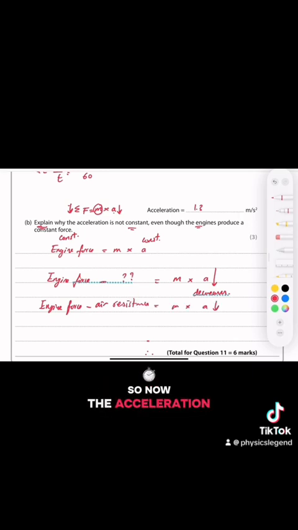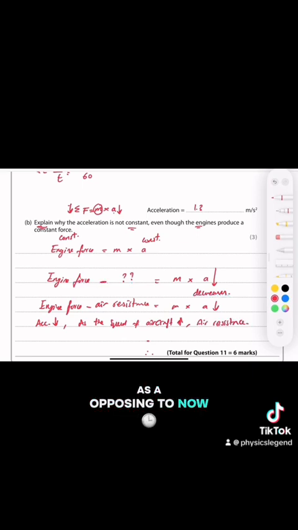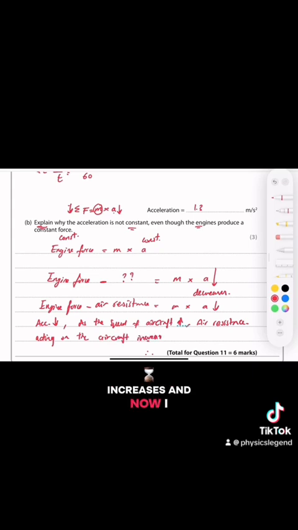So now the acceleration, I would say, decreases because as the speed of the aircraft increases, the air resistance, as an opposing force acting on the aircraft, increases. And now I think I get 3 marks. But you have to say, finally, sorry, the resultant force.